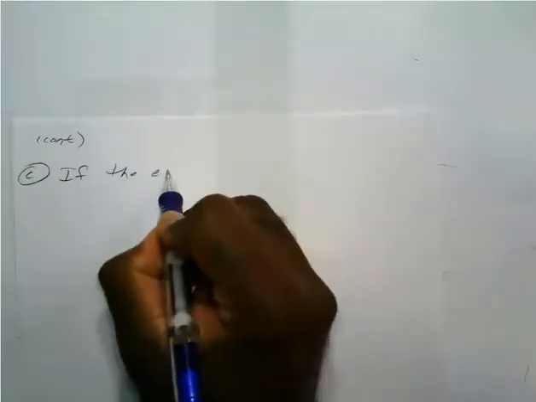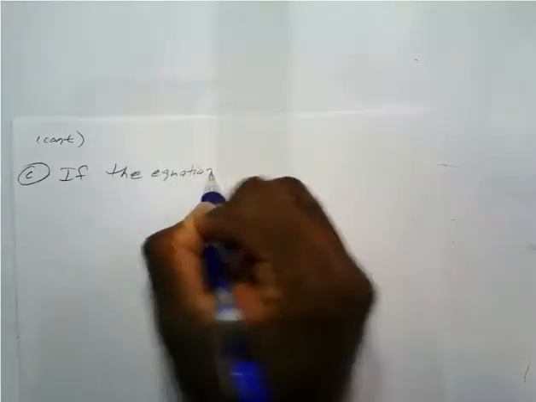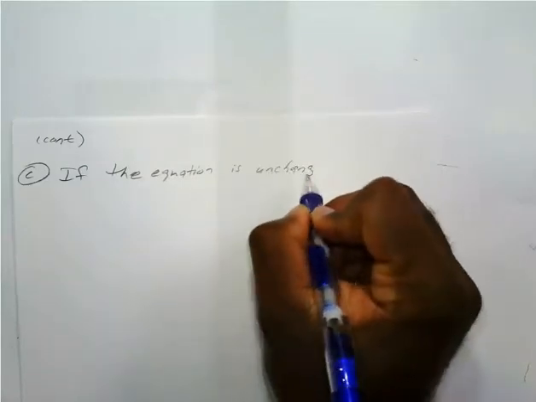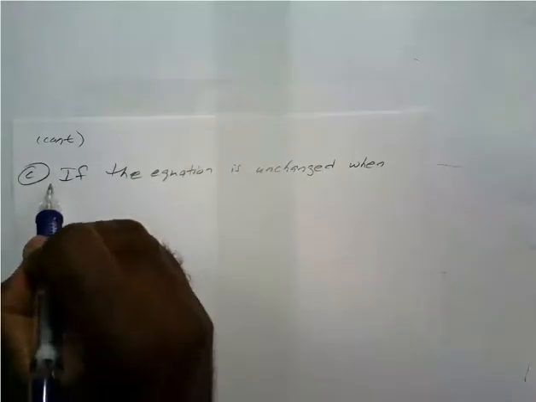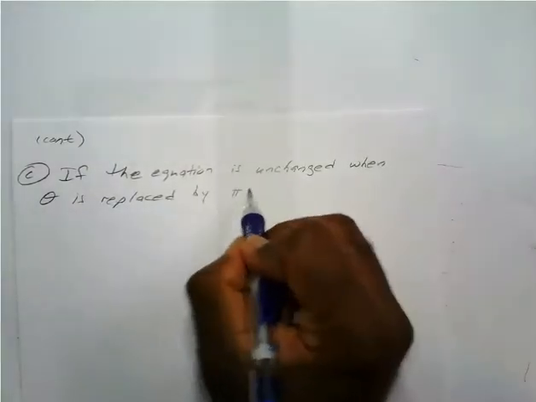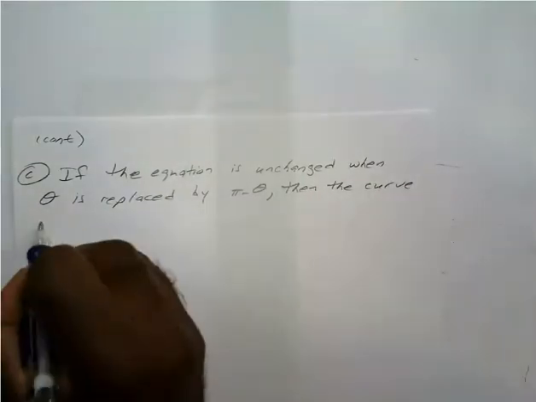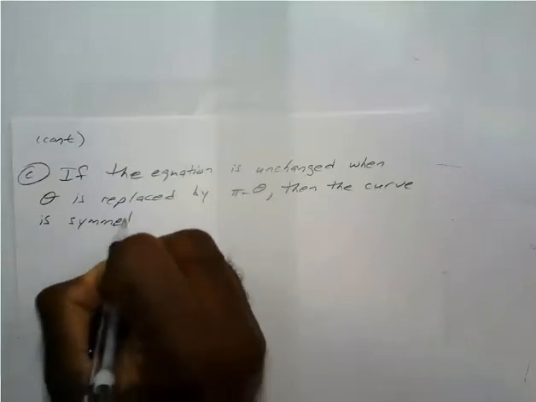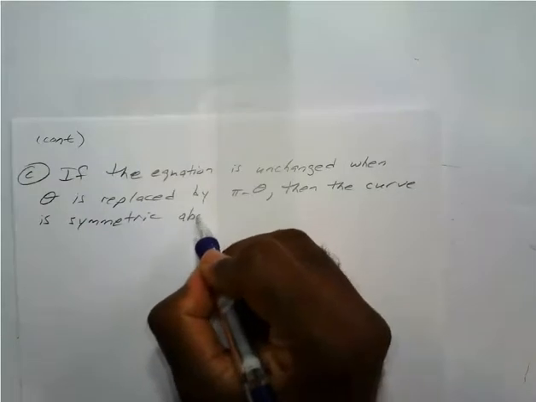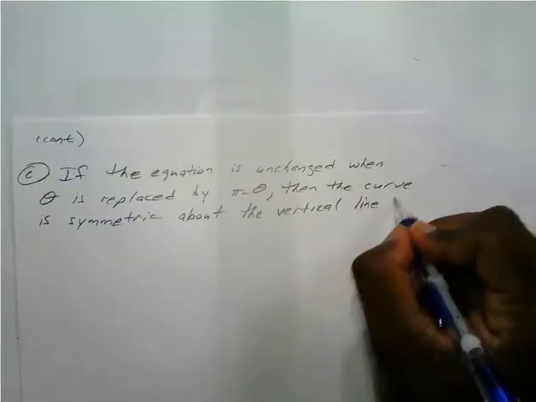Now let's say if the equation is unchanged when theta is replaced by pi minus theta, then the curve is symmetric about the vertical line theta equals pi over 2.